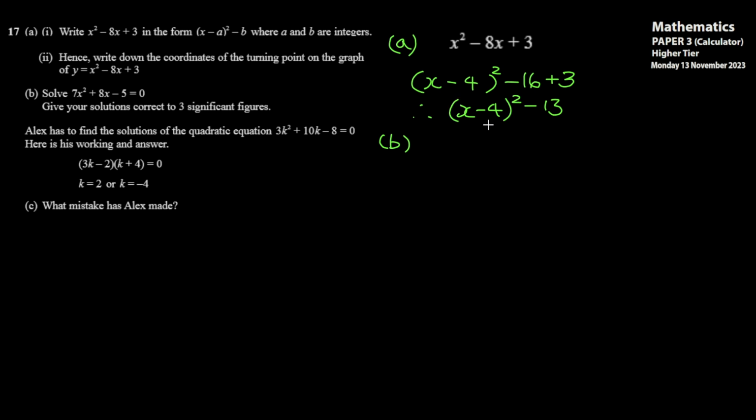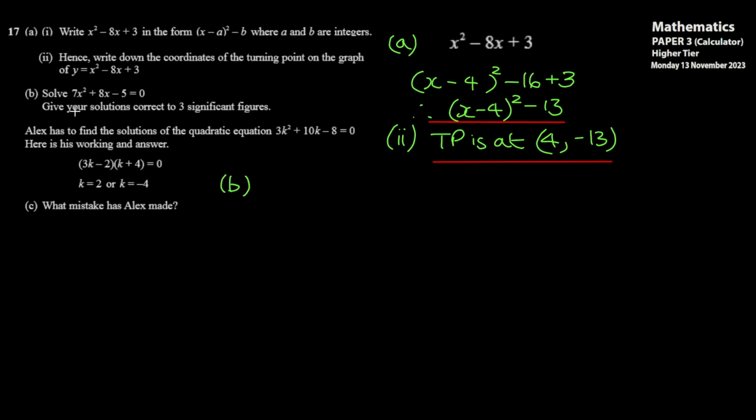The only time it's not positive is when x is equal to 4, when this whole squared term drops to 0, leaving a y value of negative 13. At all other times, this will add to the y value of negative 13 and pull the graph up. And this complies with the fact that this is a U-shaped quadratic. So therefore I can say the turning point, the TP, is at 4, negative 13. And that's the answer to the second part of part A.